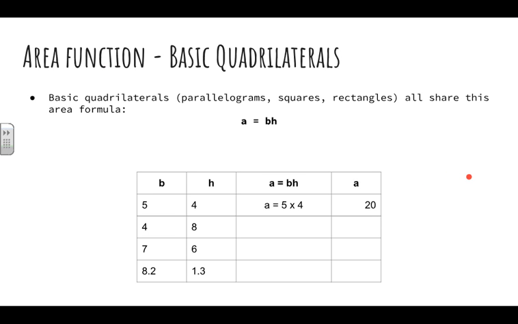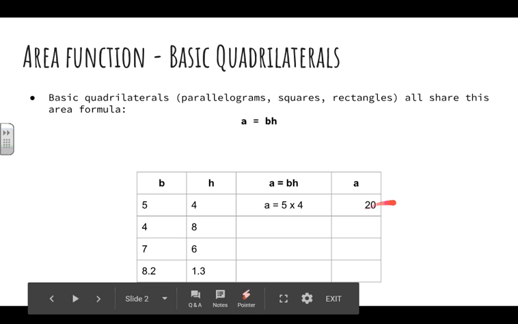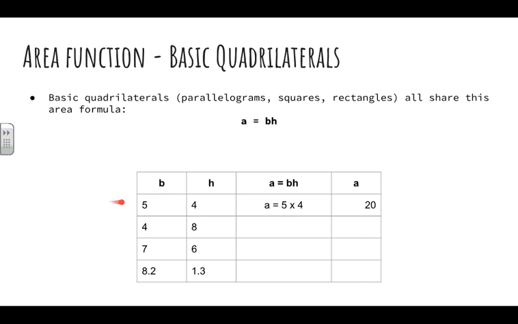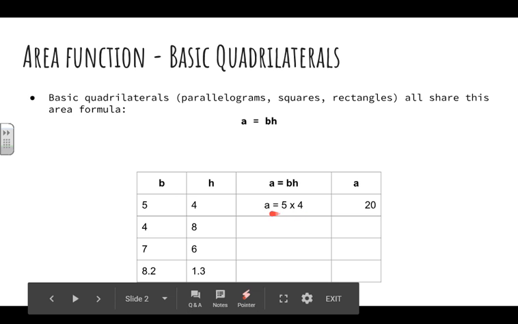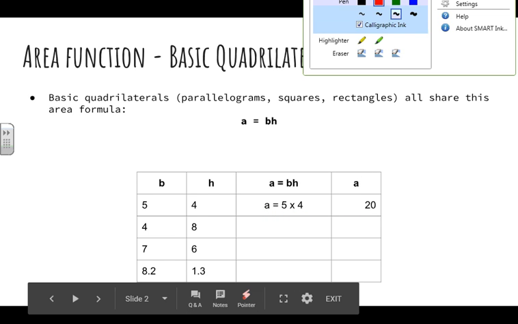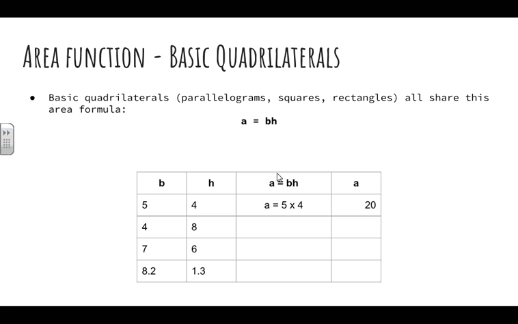The basic formula for the area of a quadrilateral is base times height. So if you know your base and you know your height, you just plug those values into your formula and you solve. So if you have a quadrilateral with a base of 5 and a height of 4, your function is just A equals 5 times 4, which is 20. So let's just complete the rest of our table here.